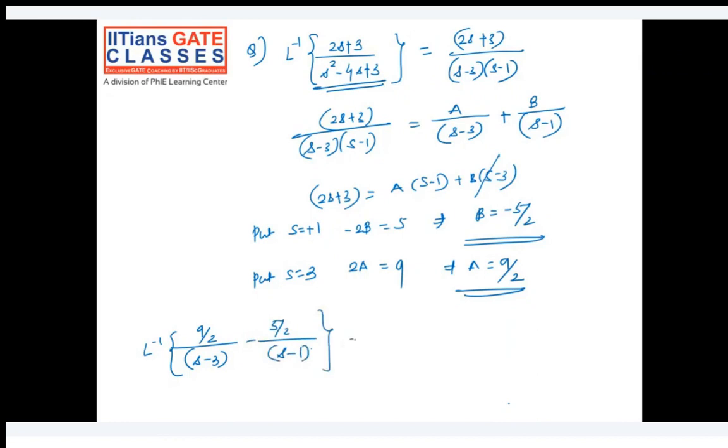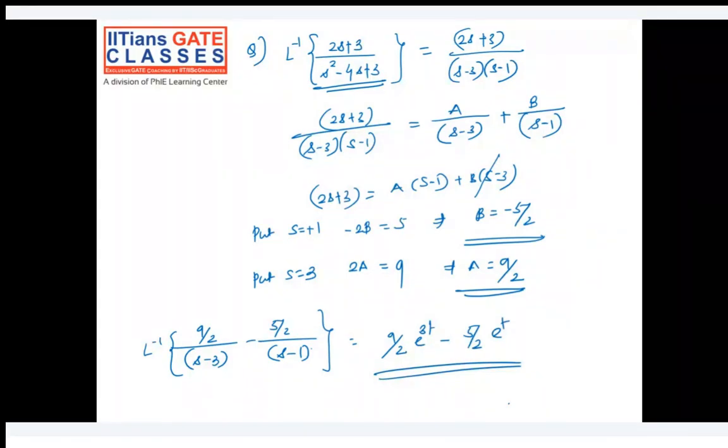So 9 by 2 as it is, inverse Laplace transform of 1 upon s minus 3 is e to the power 3t, minus 5 by 2 as it is, inverse Laplace transform of 1 upon s minus a is e to the power t. This is the final answer. Are you following it? Any doubt in this?